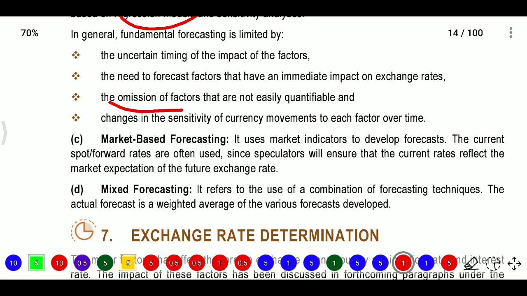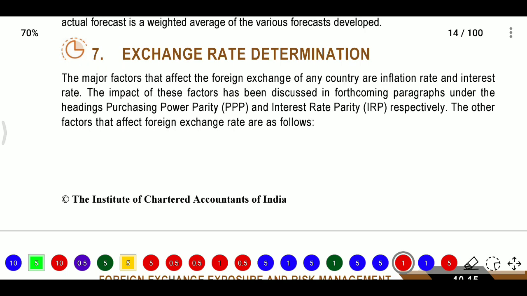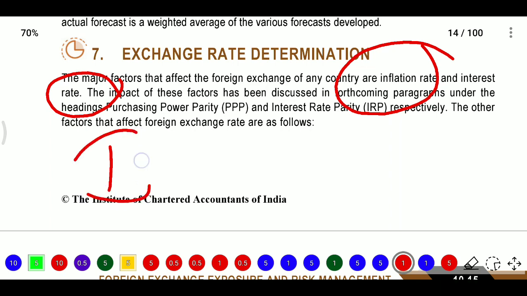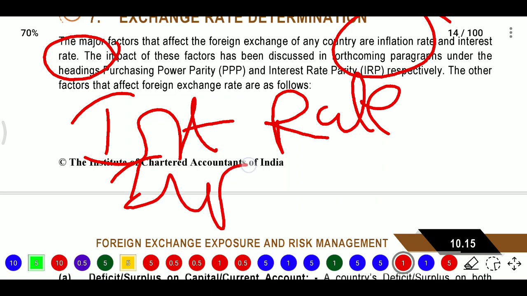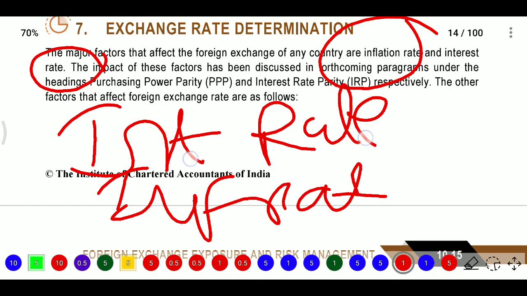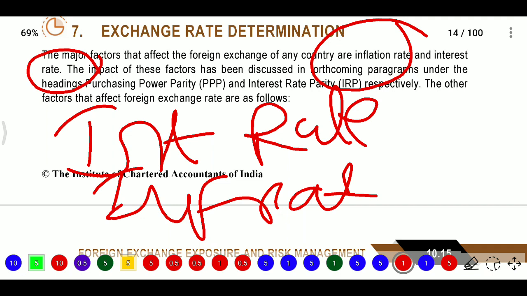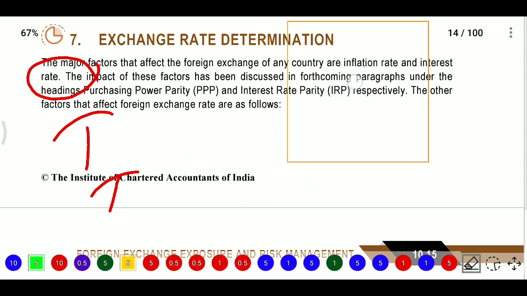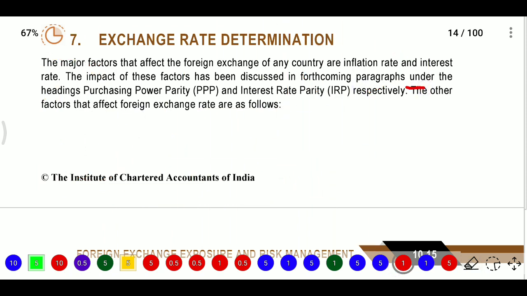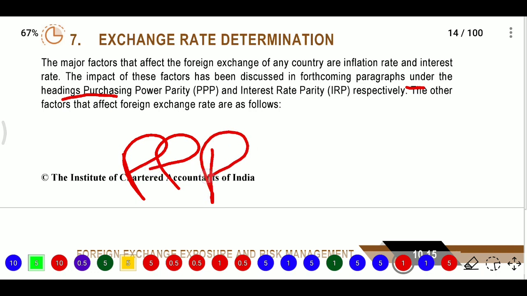And after that, exchange rate determination. So how will the exchange rate be determined? The major factors that affect the foreign exchange rate of any country are the inflation rate and the interest rate. These are the main rates, and both are important for exchange rate changes, so the rate may go up or down. The impact of these factors is discussed in the forthcoming paragraphs under the heading of purchasing power parity. So PPP means purchasing power parity and IRP means interest rate parity.